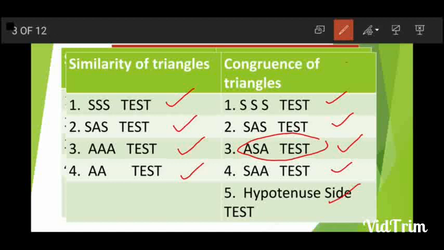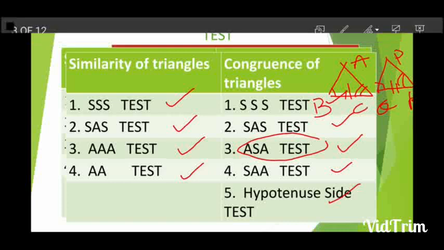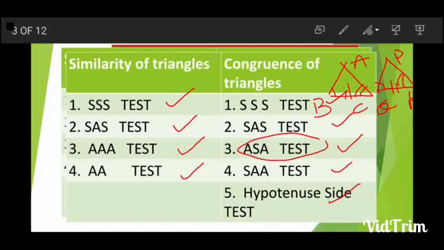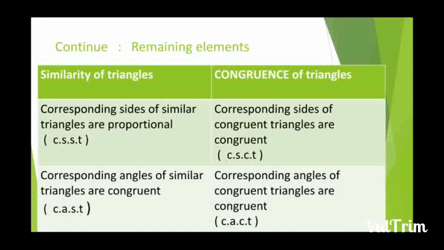In the ASA test, if there are two triangles, for example, this is triangle ABC and this is triangle PQR. Angle B will be congruent to angle Q and angle C will be congruent to angle R. Then the side included between them, that is side BC, will be congruent to side QR. Then we can say that both the triangles are congruent by the ASA test. I hope you have understood this test. Now let's move to the next slide.